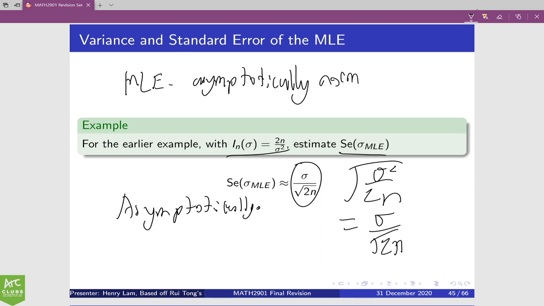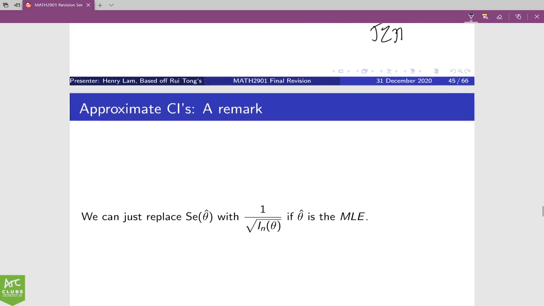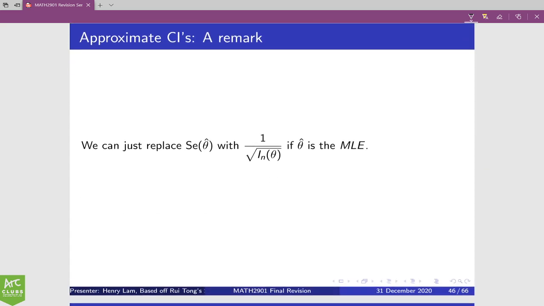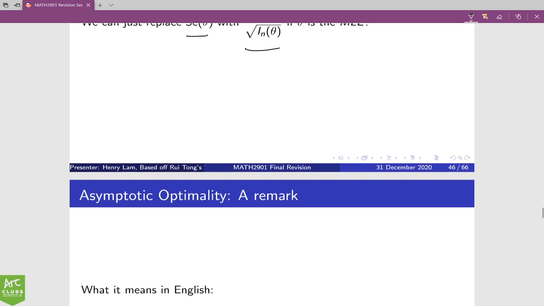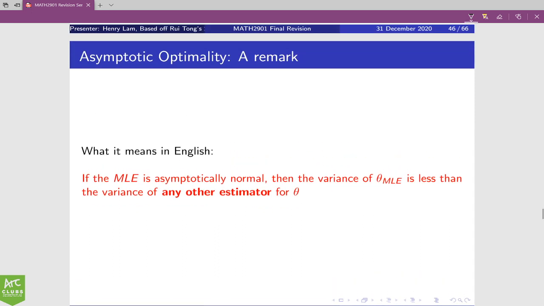and so we can just use the asymptotic, what's that thing called? Asymptotic confidence intervals for normality, right? And that's what this whole thing over here is about. If you want to find the confidence intervals, well, you just replace the standard error term with the inverse of the square root of the Fisher information. Right.